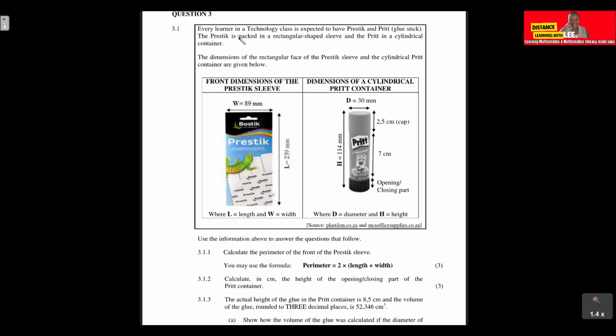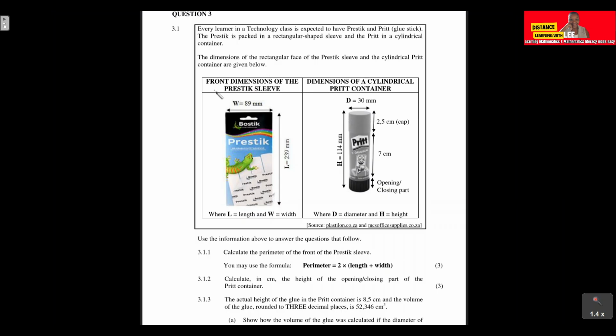It says every learner in a technology class is expected to have a press stick, that is our press stick, and Pritt, that is our Pritt, or glue stick. The press stick is packed in a rectangular shaped sleeve, and the Pritt in a cylindrical container. We are told that the dimensions of the rectangular face of the press stick sleeve and the cylindrical Pritt container are given below.